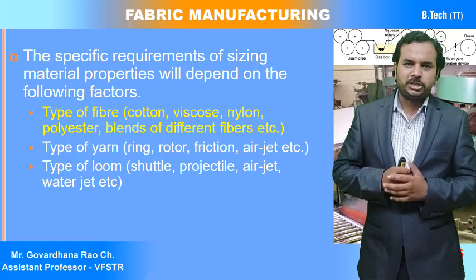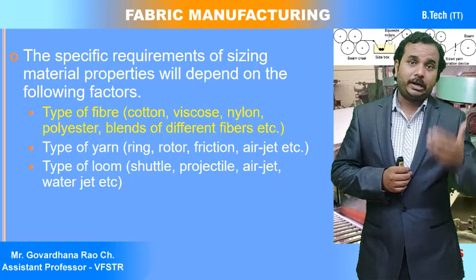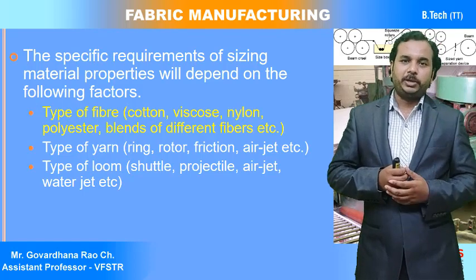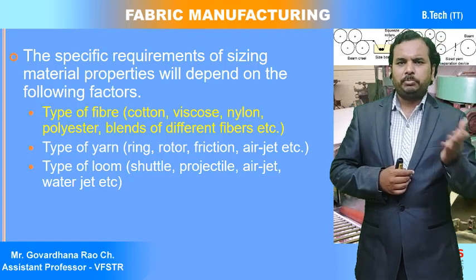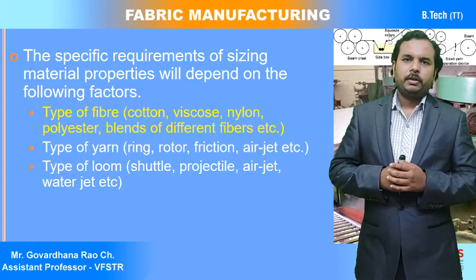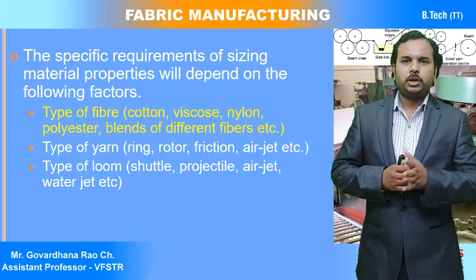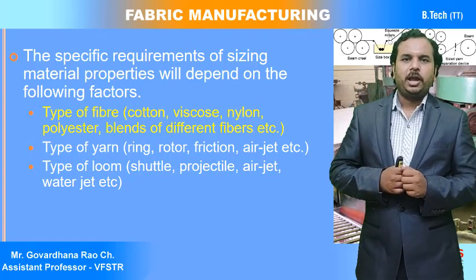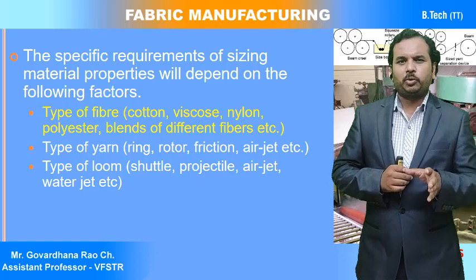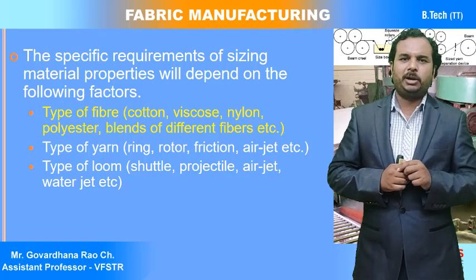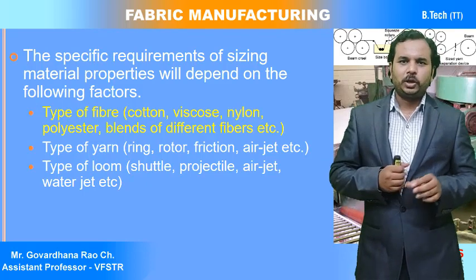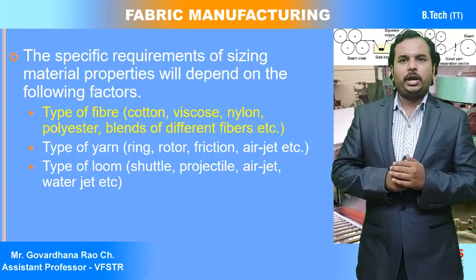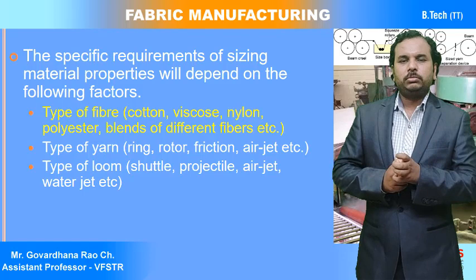Shuttle-less weaving machines run at speeds of 1000 or 1500 picks per minute. In shuttle looms, that is power looms, 200 picks per minute is the maximum speed. And in hand looms, a maximum of 20 to 30 picks can be inserted manually. That is why we need to consider the type of loom we are using.